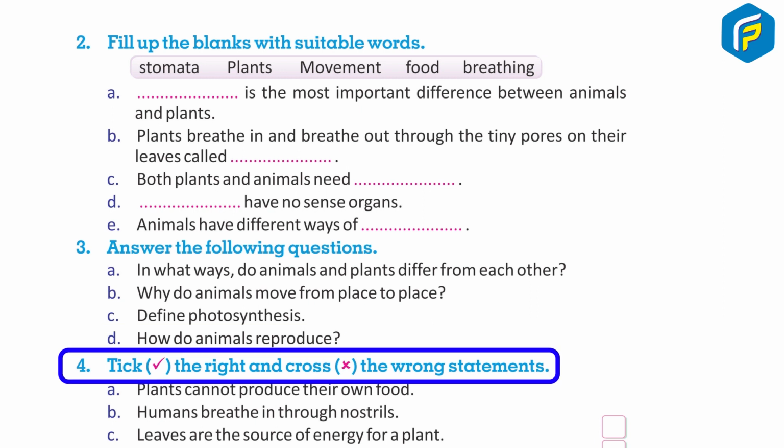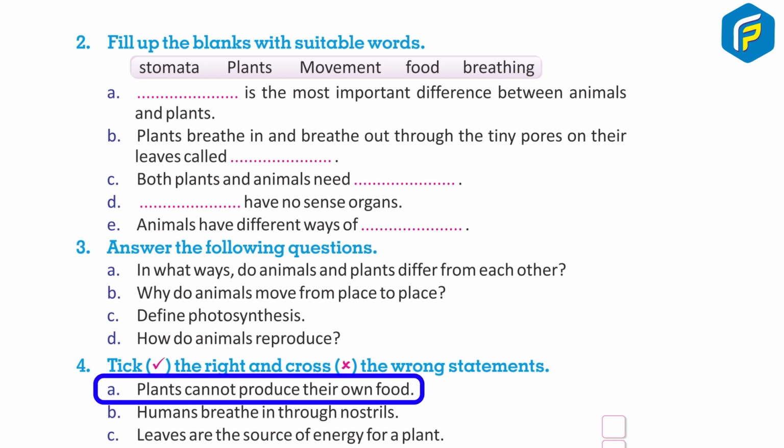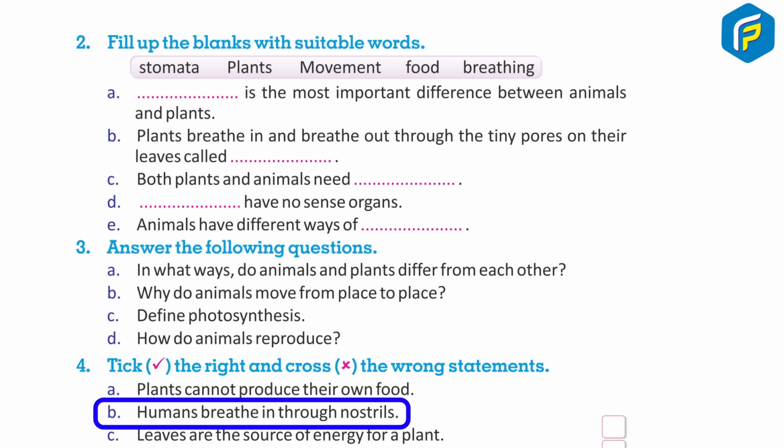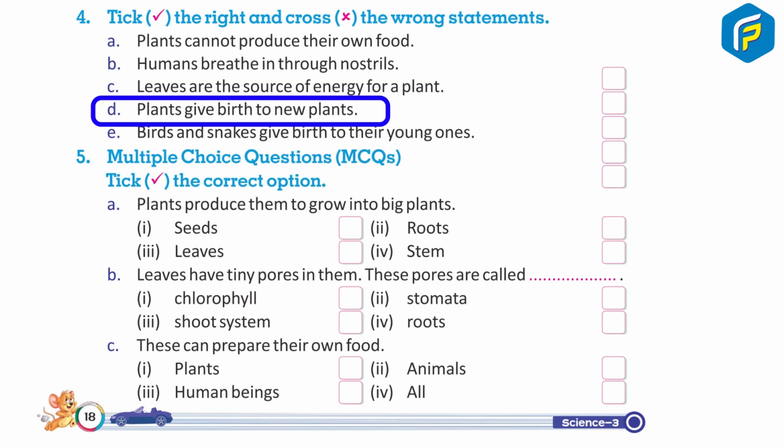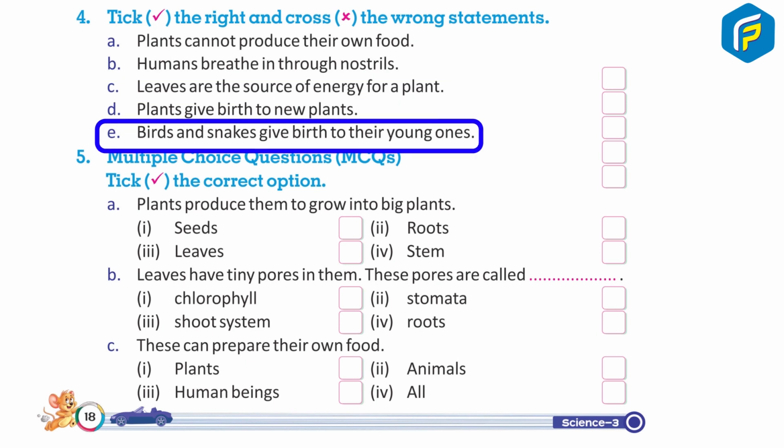4. Tick the right and cross the wrong statements. A. Plants cannot produce their own food. B. Humans breathe in through their nostrils. C. Leaves are the source of energy for a plant. D. Plants give birth to new plants. E. Birds and snakes give birth to their young ones.